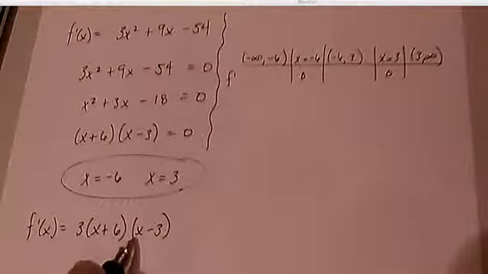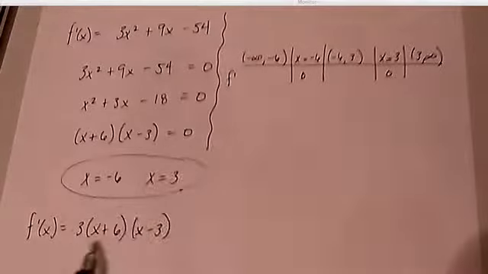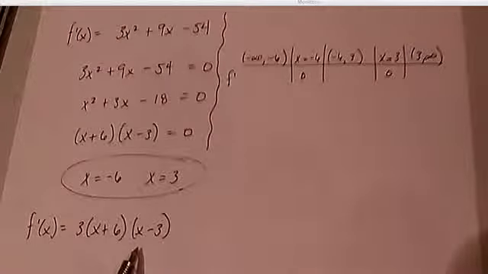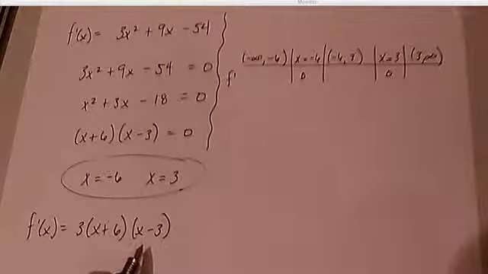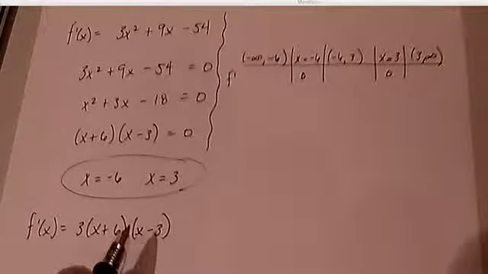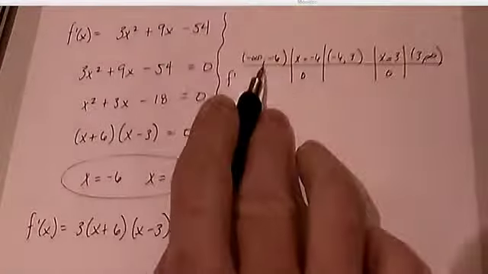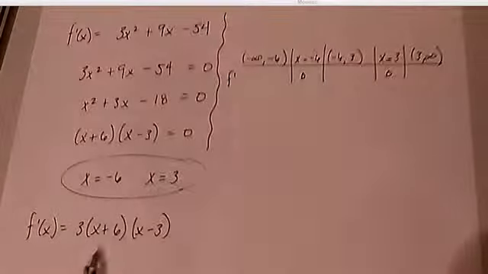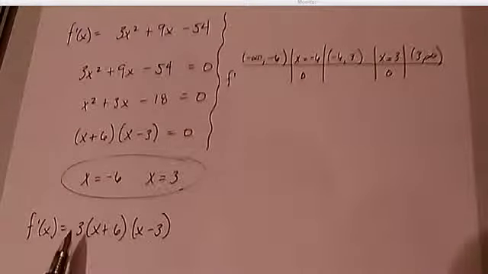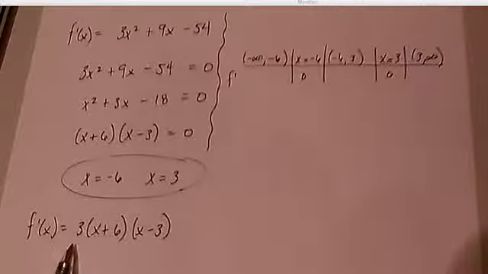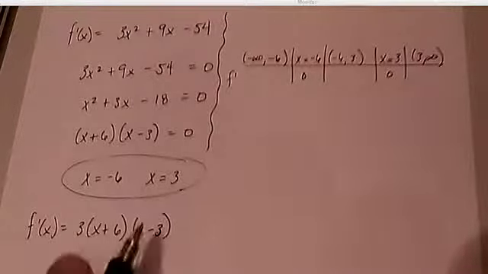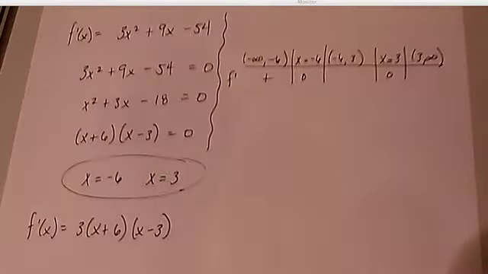And oftentimes it's easier to evaluate the sign of f prime if it's in factored form, right? Because a positive times a positive is a positive, and a positive times a negative is a negative, and all sorts of fun stuff like that. Okay, so let's take -7, and let's plug it into both of these factors. Now 3 is obviously always going to be positive because it's a constant, right? Plug -7 into x plus 6, and we're going to get a negative. Plug -7 into x minus 3, and you're going to get a negative. So positive times negative times negative is positive. So your slope from negative infinity to -6 is positive.